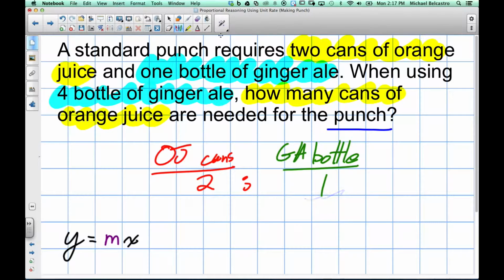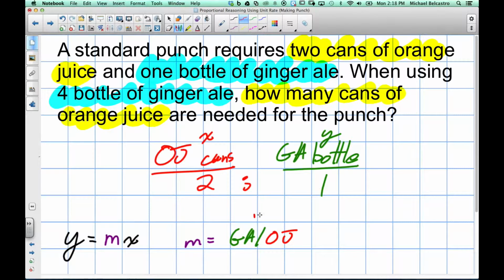So for argument's sake, the first way we'll solve this, let's just say OJ is our x variable. And ginger ale will be our y variable. Okay? So for every can of OJ, we have to build a rate. Our m is our rate here. So our rate is going to be per OJ. So how many ginger ale bottles per OJ do we need?